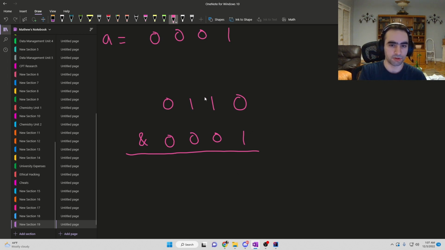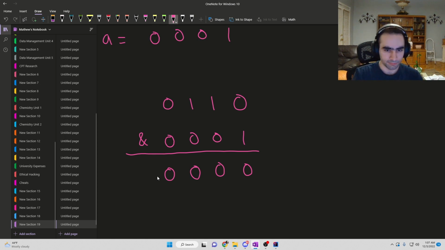So both of the bits have to be 1 in order for the resulting bit to be 1. In this case, this is a 1 and this is a 0, so the output is 0 because not both bits are 1, right? They both have to be 1. Same thing with this one, it's going to be 0. Same thing with this one, it's going to be 0. Same thing with this one, it's going to be 0, okay?